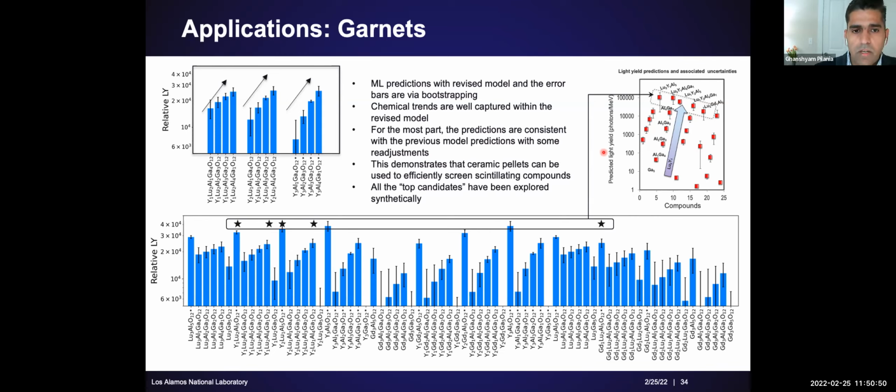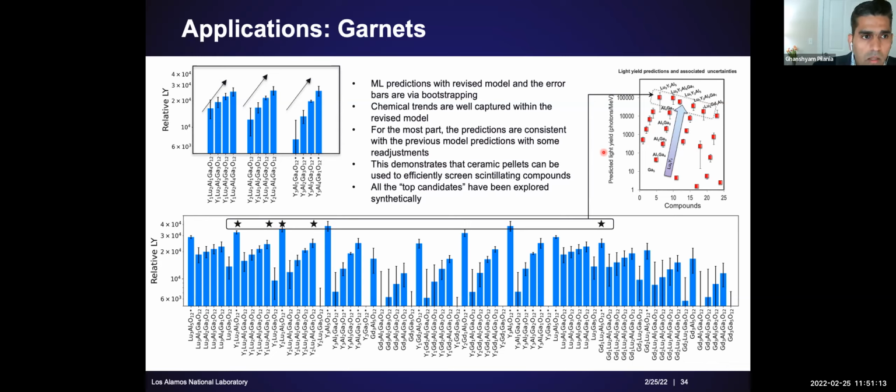So whatever needed to be discovered in this data set looks like it has already come out in the first iteration, but this establishes that we can use ceramic pellets as a good proxy, at least for screening in garnets and possibly in other types of chemistries. And this is much faster as compared to just using single crystals.